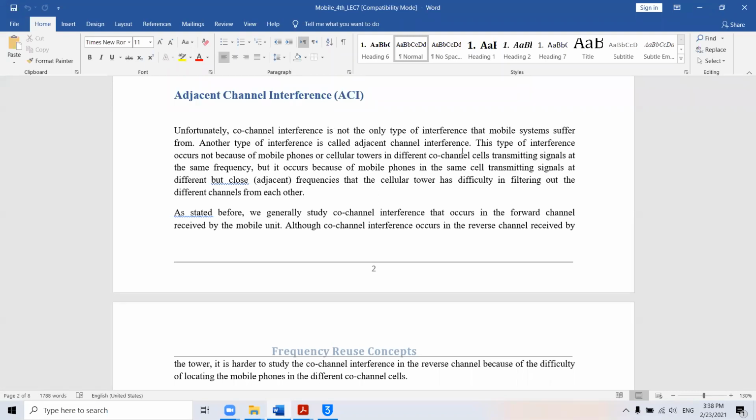Now, this type of interference occurs not because mobile phones or cellular towers in different co-channel cells are transmitting signals at the same frequency, but because mobile phones in the same cell are transmitting signals at different but close adjacent frequencies, so that the cellular tower has difficulty filtering out the different channels from each other.